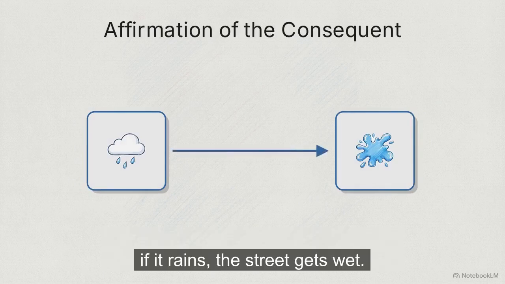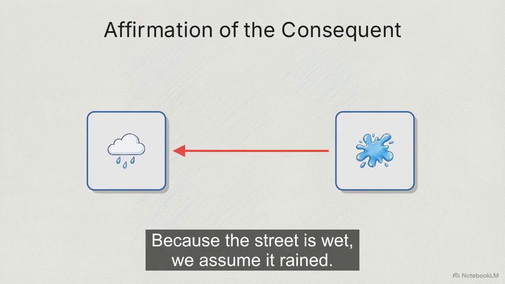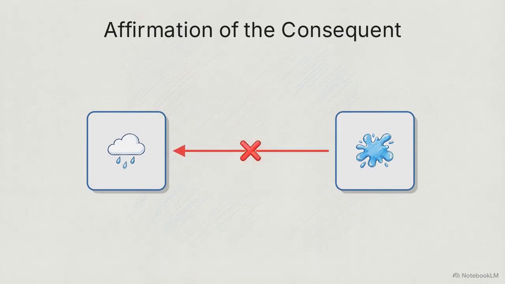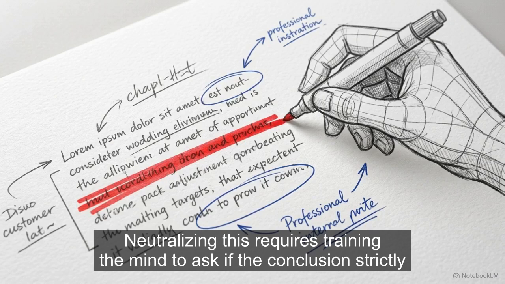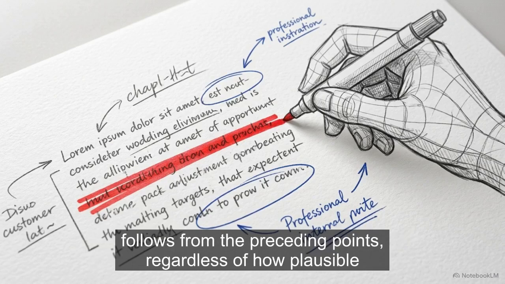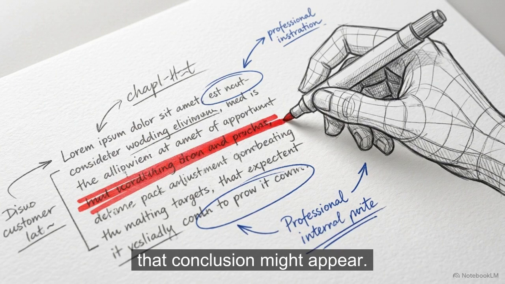If it rains, the street gets wet. Because the street is wet, we assume it rained. The logic fails. The street could be wet due to a broken pipe or a passing truck. Neutralizing this requires training the mind to ask if the conclusion strictly follows from the preceding points, regardless of how plausible that conclusion might appear.